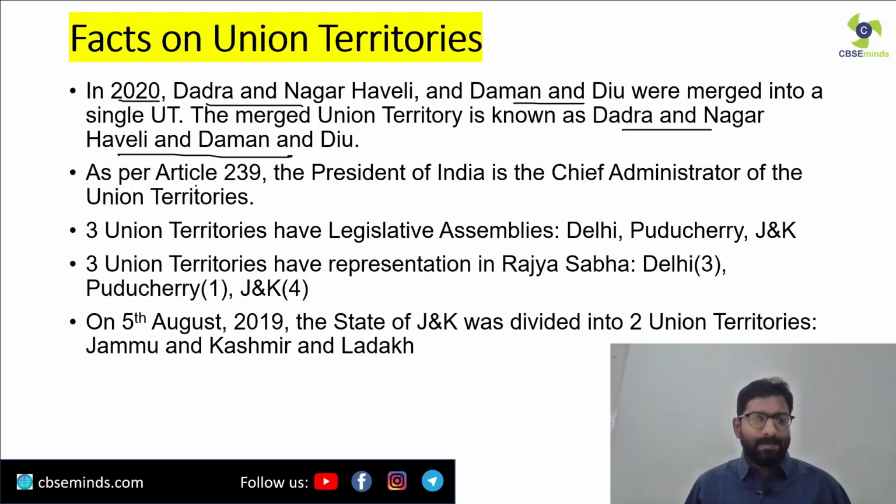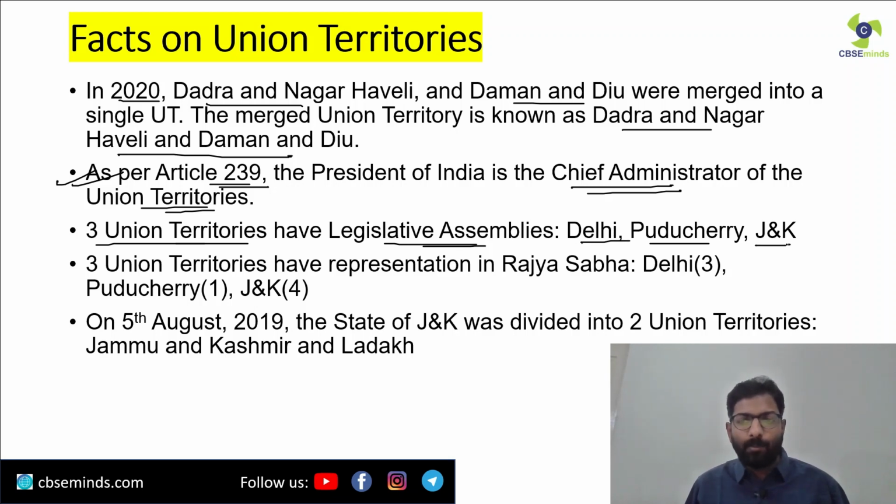Now, as per Article 239, the President of India is the Chief Administrator of the Union Territories. This is a very important point. Now see your next factual data over here. 3 union territories have legislative assemblies, as I have already discussed earlier. In the case of Delhi, Puducherry and Jammu and Kashmir, these are the only 3 union territories which have separate legislative assemblies.